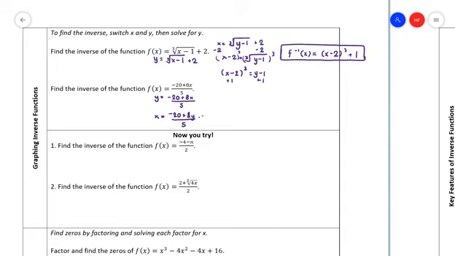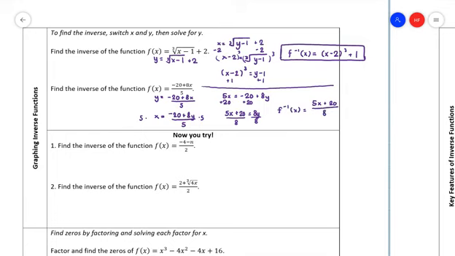First thing I want to do is multiply everything by 5 so I can get rid of that denominator. So we get 5x equals negative 20 plus 8y. Add 20. 5x plus 20 equals 8y. Still want y by itself, so I'll divide everything by 8. And so I get the inverse function of x equals 5x plus 20 over 8.